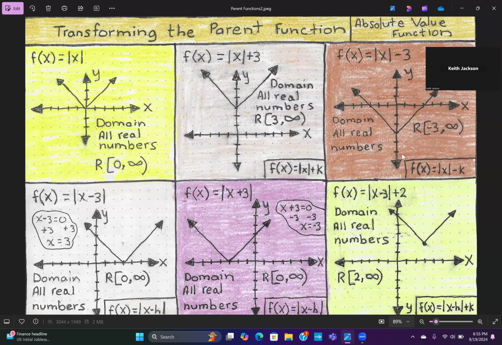Right now, you're looking at the second video in a series of videos related to parent functions. And in this video, we're going to transform the parent function of the absolute value function. And so we have it right here. So our absolute value function will look like this.